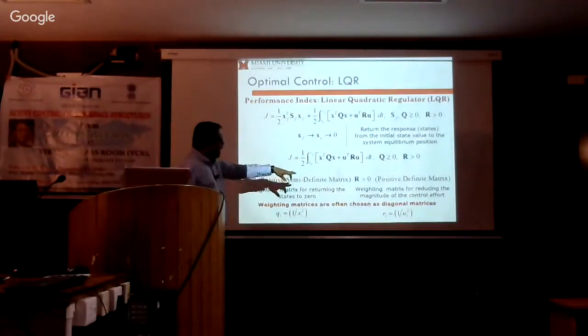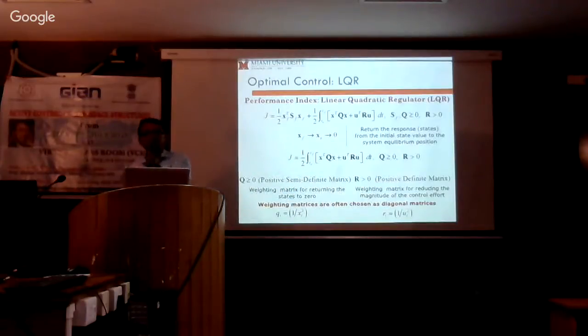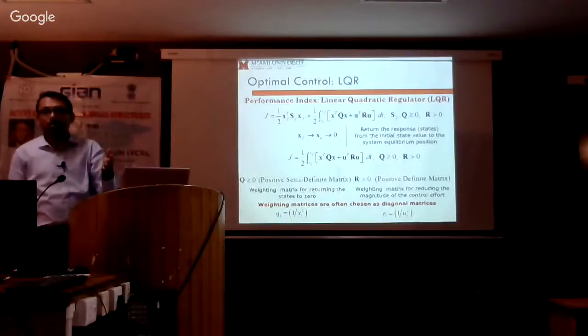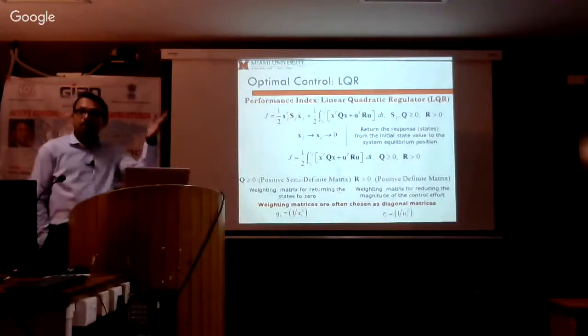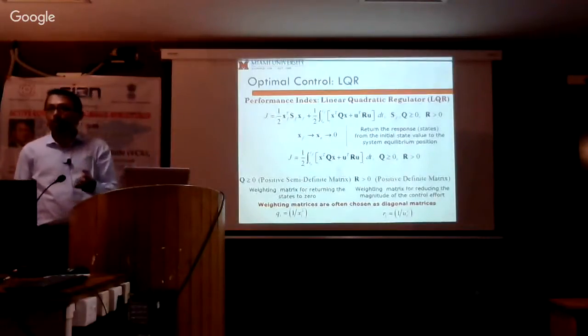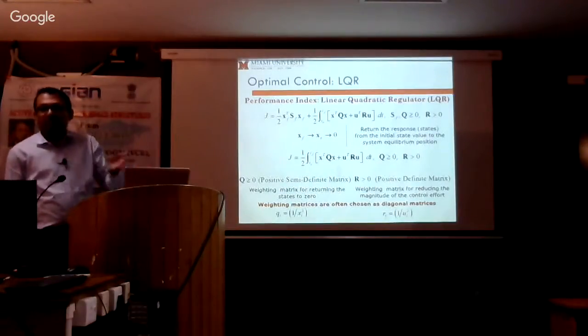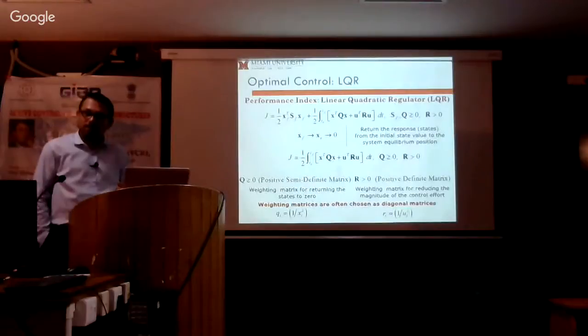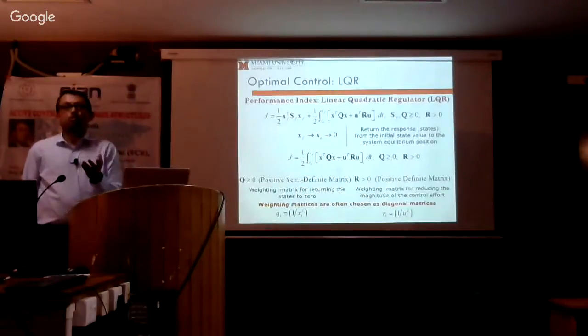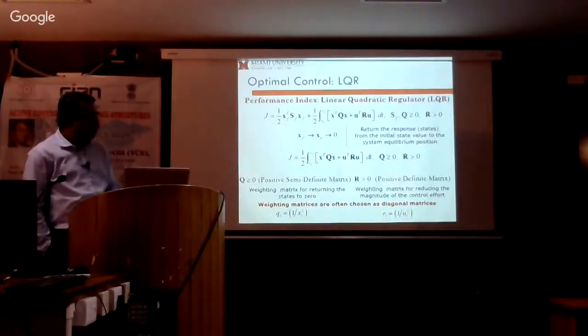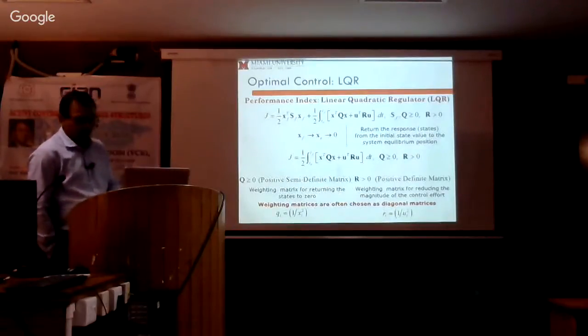R is positive definite, which means that if you are choosing a diagonal matrix for R, the elements have to be positive. Q is semi-definite, so it can have positive or zero elements. Bottom line: you are choosing Q and R to be diagonal matrices, don't choose negative values. Q has to be zero or positive, and R has to be positive.